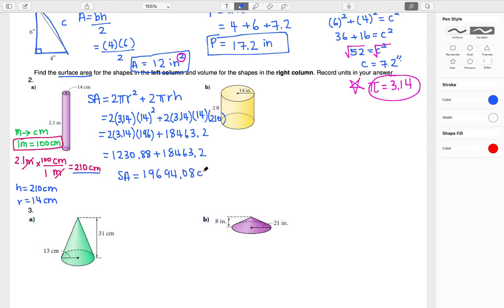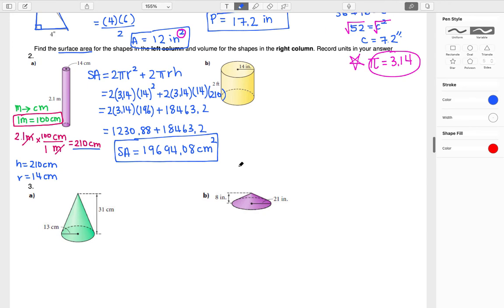19,694.08 centimeter, because it's an area, squared. And don't forget to square box your final answer. Okay, so that's how you find the surface area. So all you need to do is just identify the shape, write down the formula, and plug it in and do the calculations correctly.